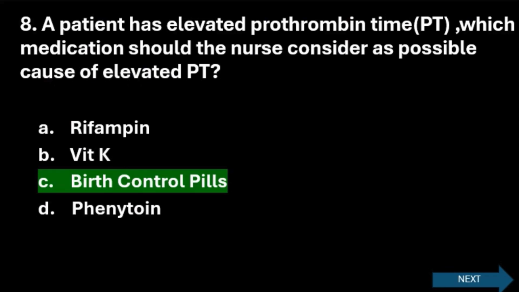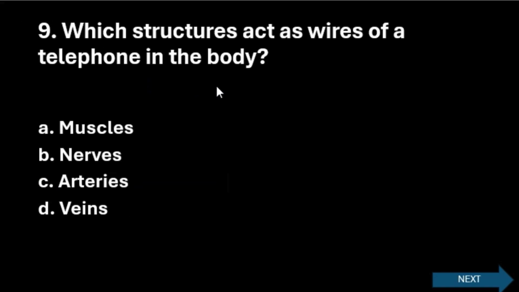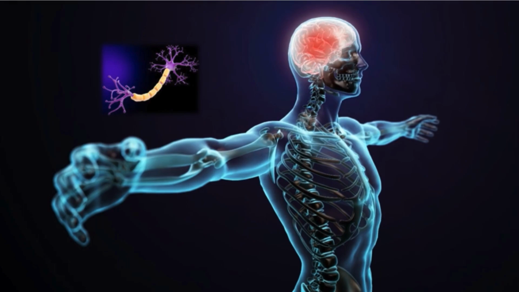Next question, which structure acts as wires of a telephone in the body? Muscles, nerves, arteries and veins. This is a simple question. I think all of you already know the answer. The answer is nerves. Nerves will act as wires that will connect from the brain to all parts of the body through nerves.